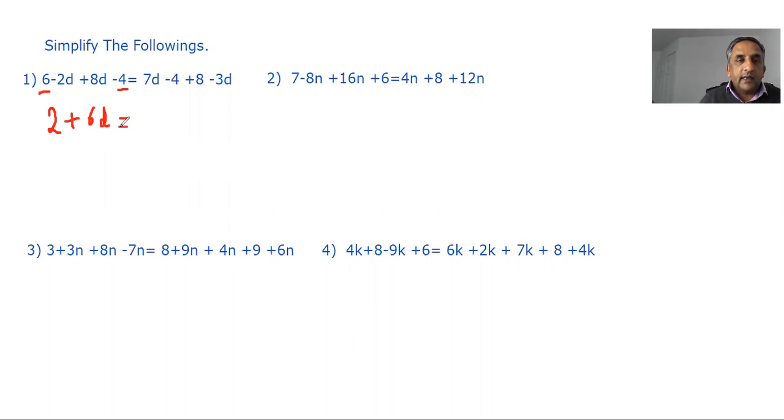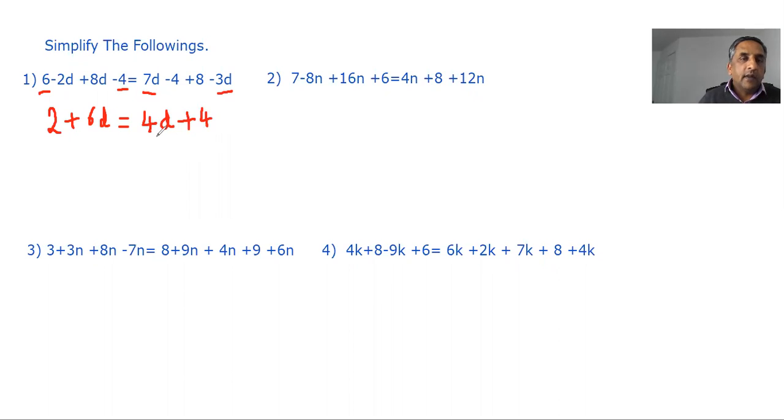Now we are going to do the second, the right hand side. 7d, we can work out the d's together. 7d take away 3d is 4d, right? And take away 4 from 8, we get plus 4. Now we have got this one.